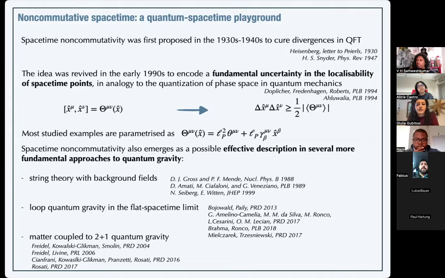There are results in loop quantum gravity showing that if you take the flat spacetime limit in a certain way, then matter behaves as if it was living on a non-commutative spacetime. And also, if you do matter coupled to 2+1 quantum gravity, and you integrate away the gravitational degrees of freedom, then again you find that matter has the properties that it would have if you described it within a non-commutative spacetime.